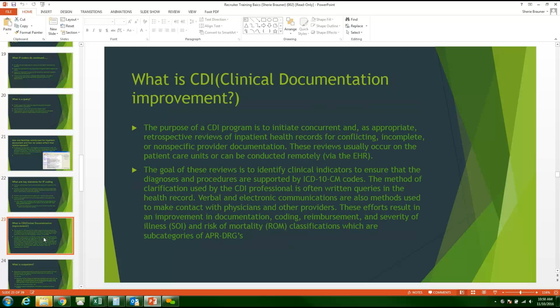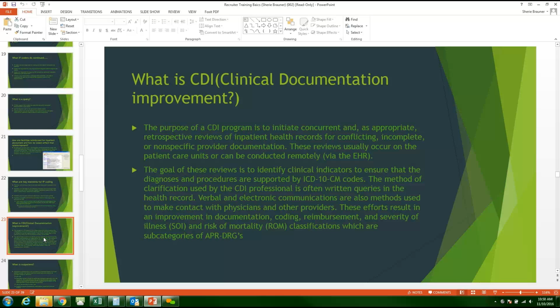Slide number 23. What is CDI, Clinical Documentation Improvement? The purpose of a CDI program is to initiate concurrent and, as appropriate, retrospective reviews of inpatient health records for conflicting, incomplete, or nonspecific provider documentation. These reviews usually occur on the patient care units or can be conducted remotely via the electronic health records.